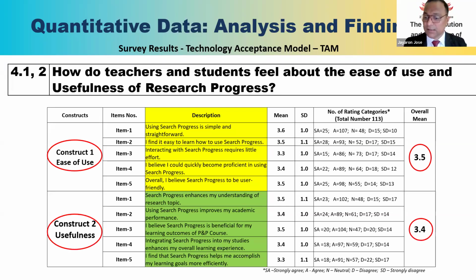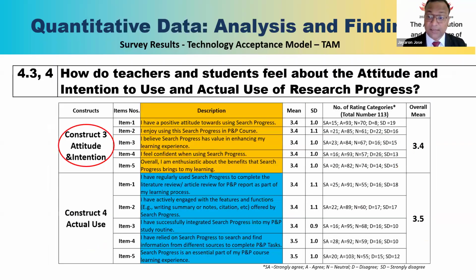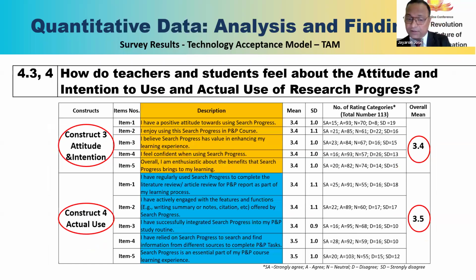And regarding usefulness, the majority of the students felt it useful, about 60%, with a score of 3.4 out of 5 on the Likert scale. Then attitude and intention to use similarly scored nearly 3.4 out of 5. And for actual use, the students' perception was positive, about 3.5. They agreed it was good and useful. They had a positive perception of using Search Progress.